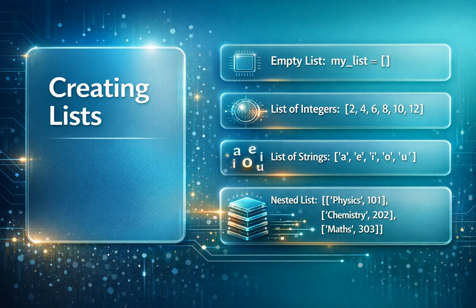You can create a list in several ways. An empty list uses just two square brackets. A list of numbers, a list of strings, or a mixed list can all be created by placing the elements inside brackets separated by commas. A nested list, which is a list inside a list, is also perfectly valid.